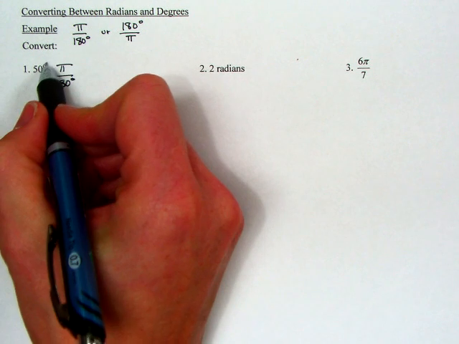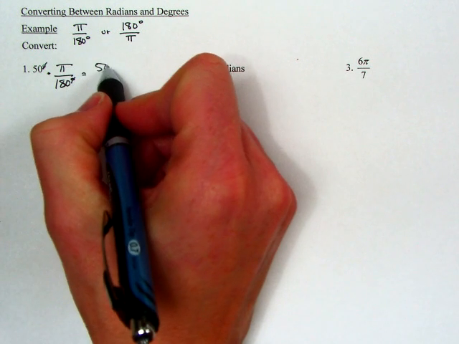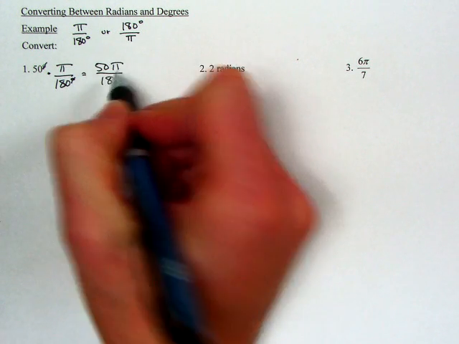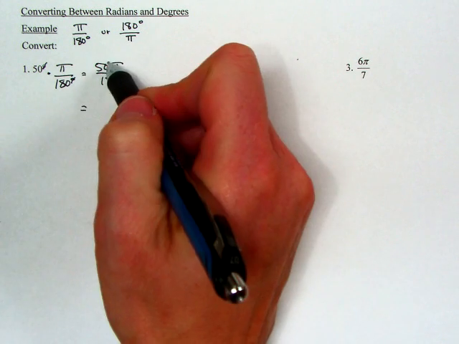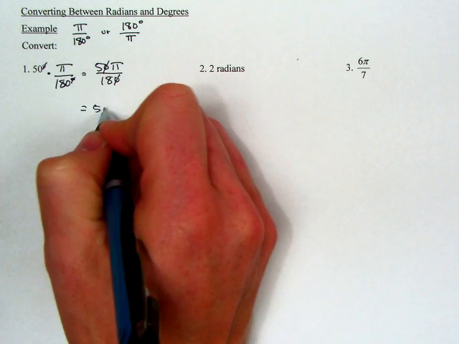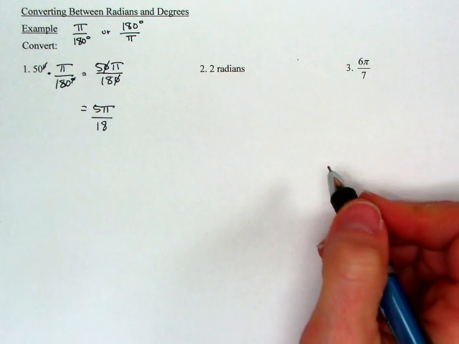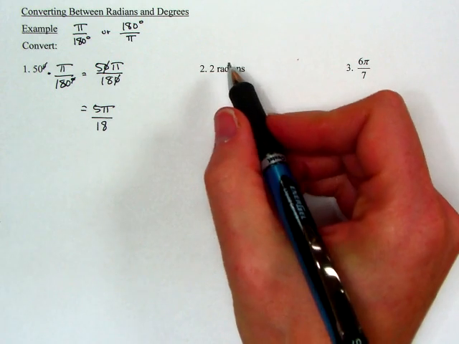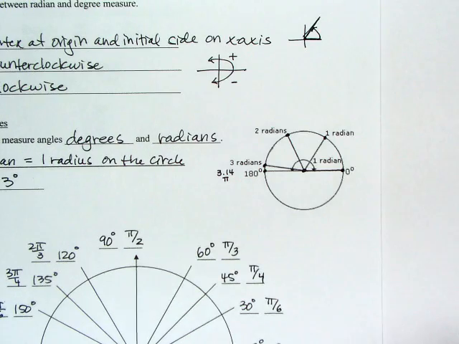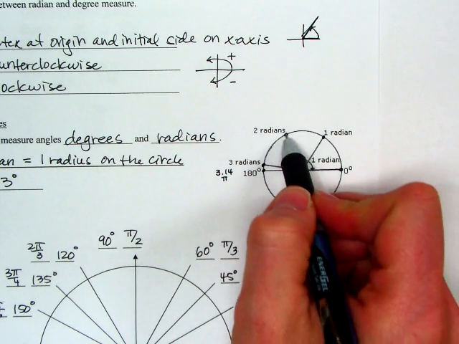The degrees will cancel, and I'll end up with 50 pi over 180, but we want to reduce that. It's kind of a really big fraction. So I'm going to take a 0 off of there and end up with 5 pi over 18. 2 radians is like a measure around the circle, just like here. So this would be 2 radians, so we're talking about that angle right up there.